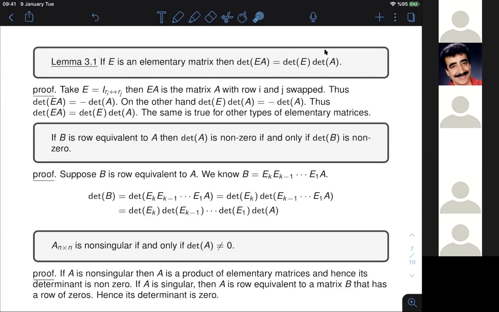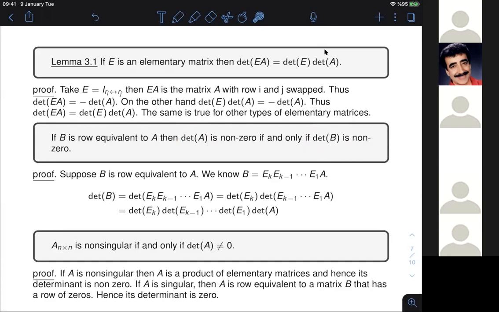Okay, so what does this lemma say? If B is a matrix which is row equivalent to A, then we have this property: determinant of A is non-zero if and only if determinant of B is non-zero. This means either both of these numbers are zero, or both of these numbers are non-zero. It is not possible for one of them to be zero and the other one to be non-zero. This is what this property is saying.